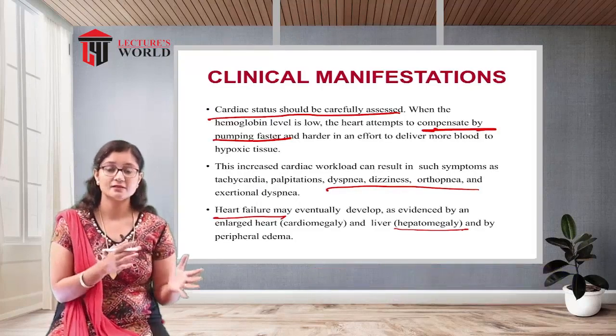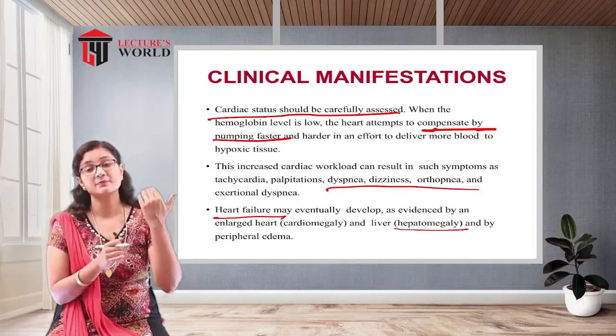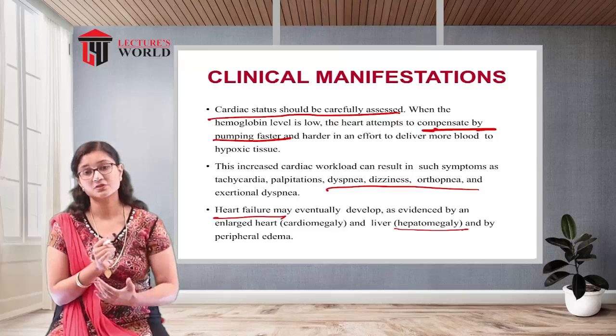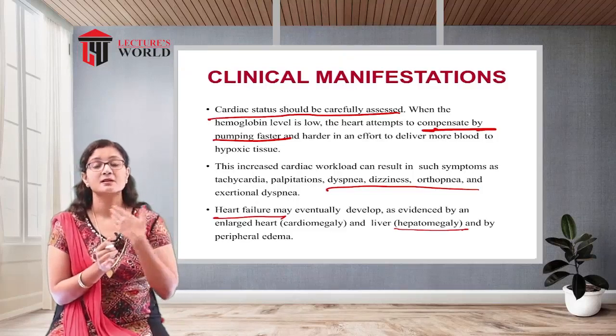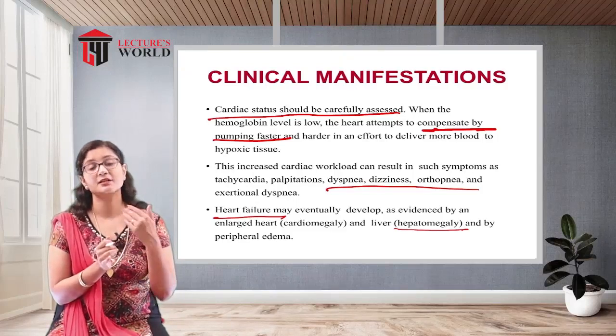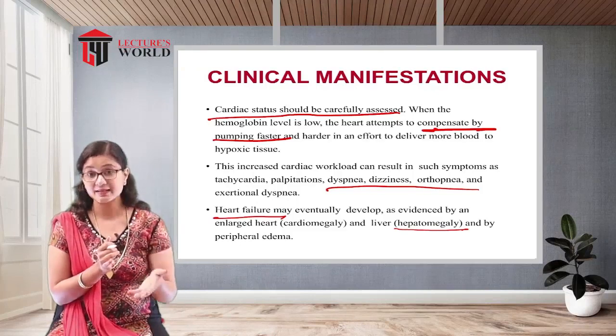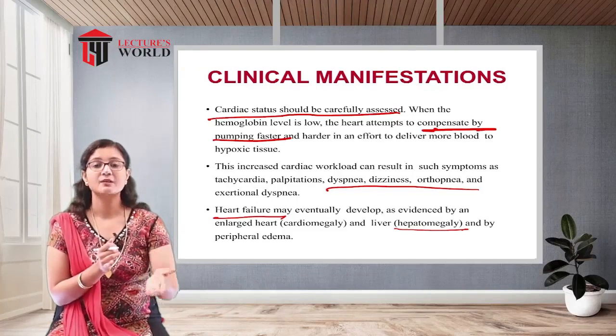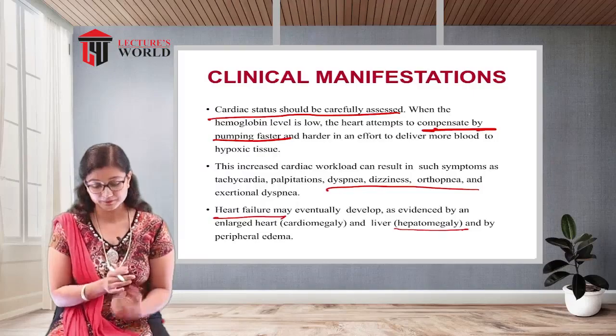Next is right-sided failure. If right-sided failure develops, then you can see systemic congestion. Systemic congestion means jugular venous distension can be there, hepatomegaly can be there, ascites can also be there in the patient, and peripheral edema is seen.